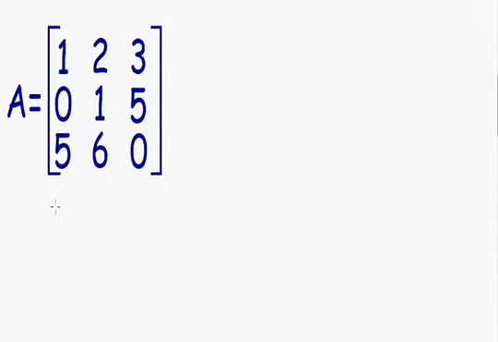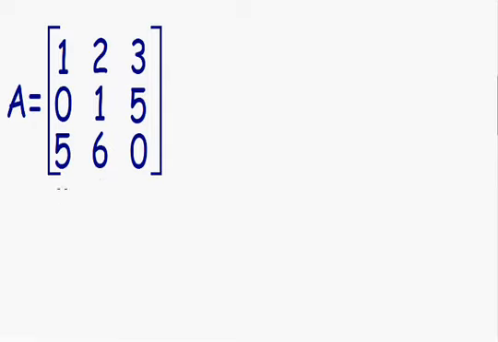So now we're going to find the inverse of a 3 by 3 matrix. So here we have a 3 by 3 matrix A, and the first thing we're going to do is find the determinant of this matrix A. And the way I like to find the determinant is just by copying the first two columns and placing them on the right side of the matrix.